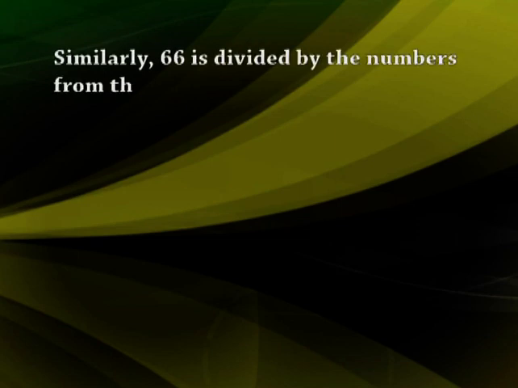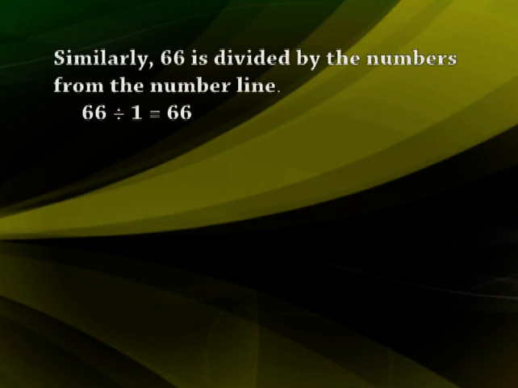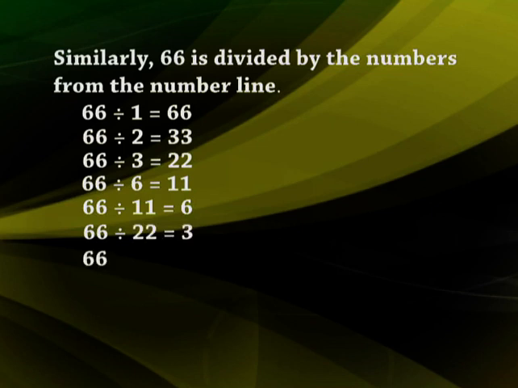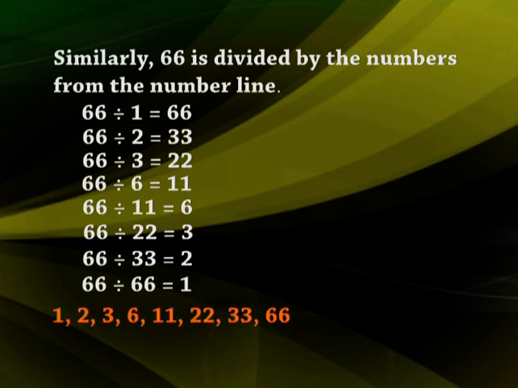Similarly, 66 is divided by the numbers from the number line. 66 divided by 1 is equal to 66. 66 divided by 2 is equal to 33. 66 divided by 3 is equal to 22. 66 divided by 6 is equal to 11. 66 divided by 11 is equal to 6. 66 divided by 22 is equal to 3. 66 divided by 33 is equal to 2. 66 divided by 66 is equal to 1. 1, 2, 3, 6, 11, 22, 33, 66 are the factors of 66.